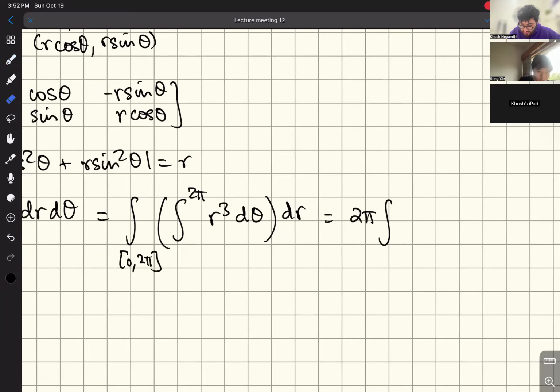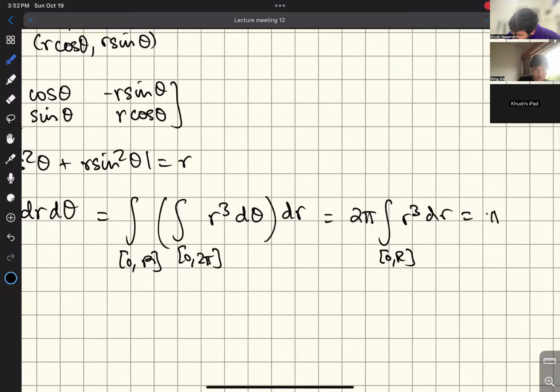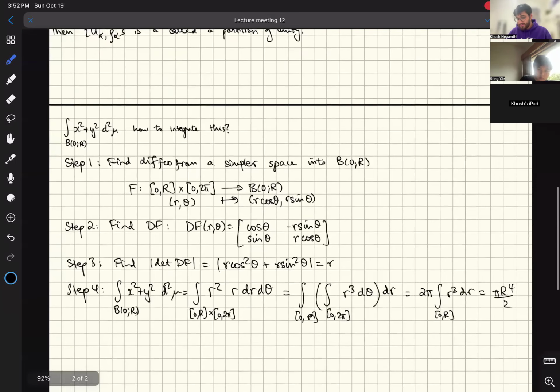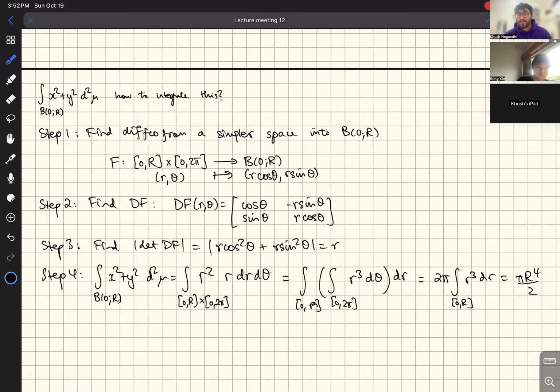Now that you've used Fubini's theorem, sorry, this should be r, this should be 2 pi. So now you can just use Fubini's theorem along with the fundamental theorem of calculus to get pi r to the 4 over 2. This is just the fundamental theorem of calculus. Okay. Does this make sense? Does change of variable make sense?